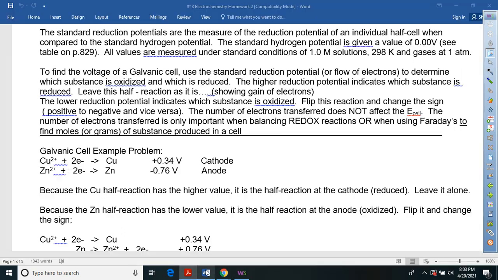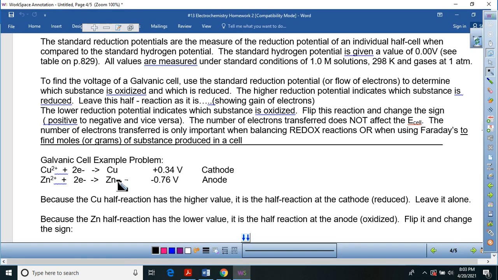Okay, so if we go back to our example, we have our copper and our zinc. We're able to get those reduction potentials off of our table. And when we look at these, copper has the higher value, and that means that copper is more likely to be reduced. The higher the reduction potential, the greater the potential it is for it to be reduced. If it has a lower reduction potential, it's more likely to be oxidized. Okay, and we know that reduction occurs at the cathode, oxidation occurs at the anode.